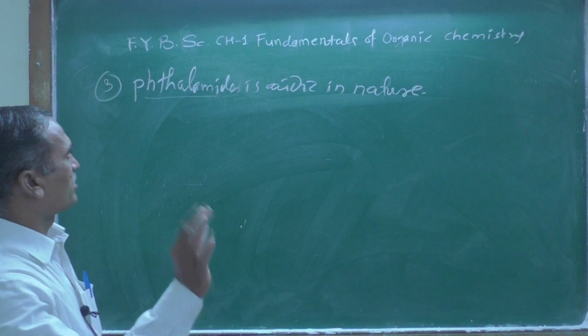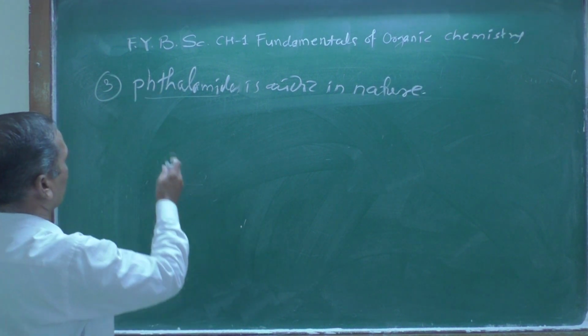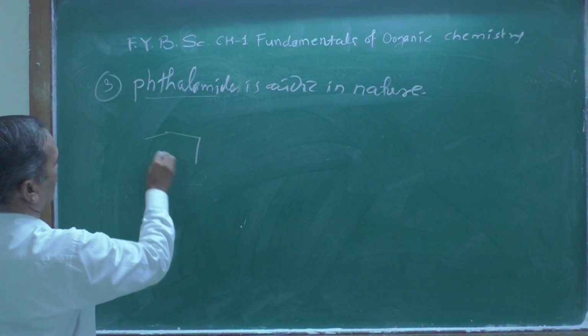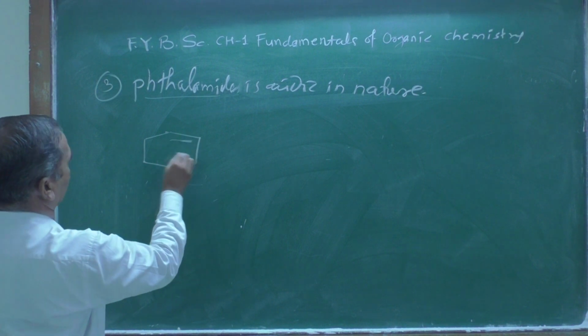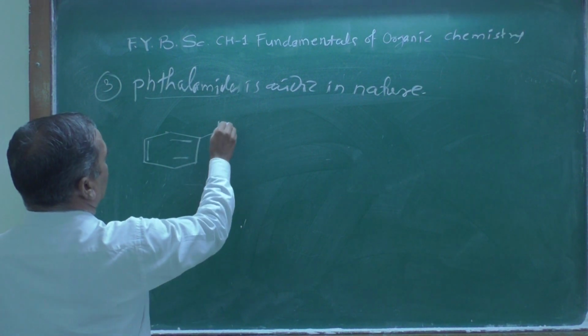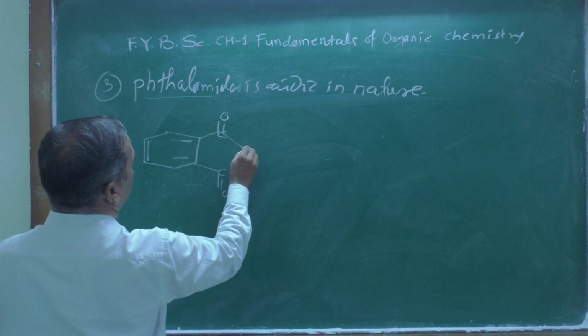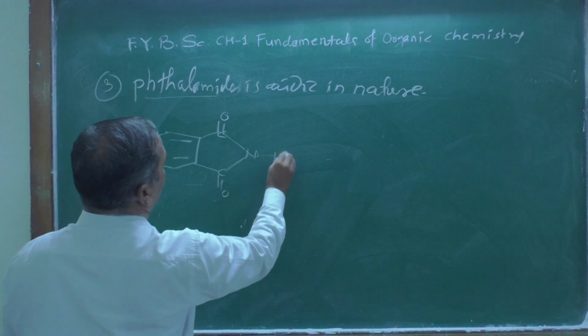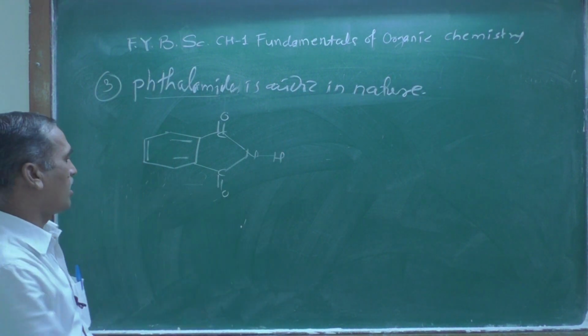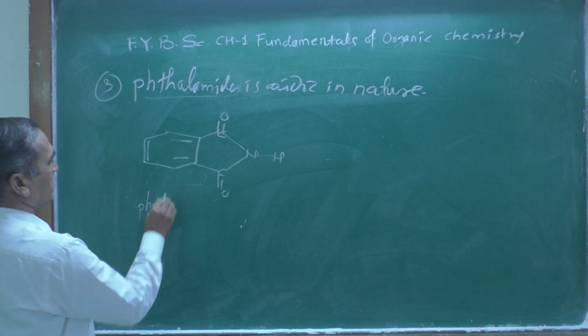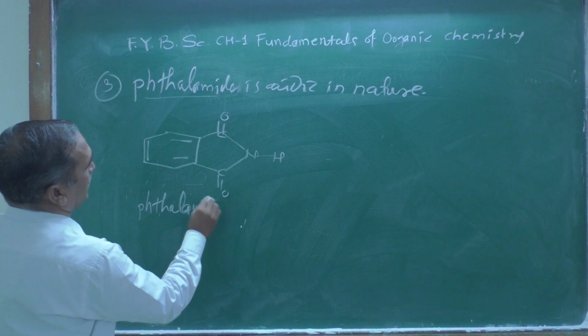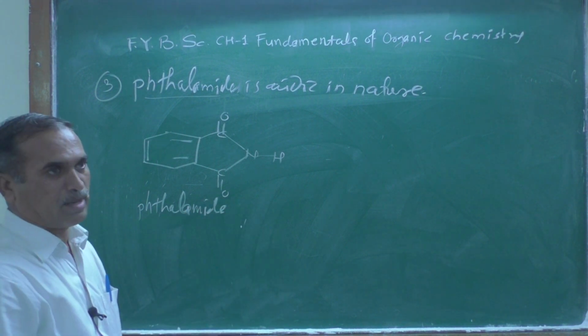So don't think about that one. But here, phthalamide, let us see the structure of phthalamide. It is C double bond O, then C double bond O, with N and then H. This is the structure of phthalamide.